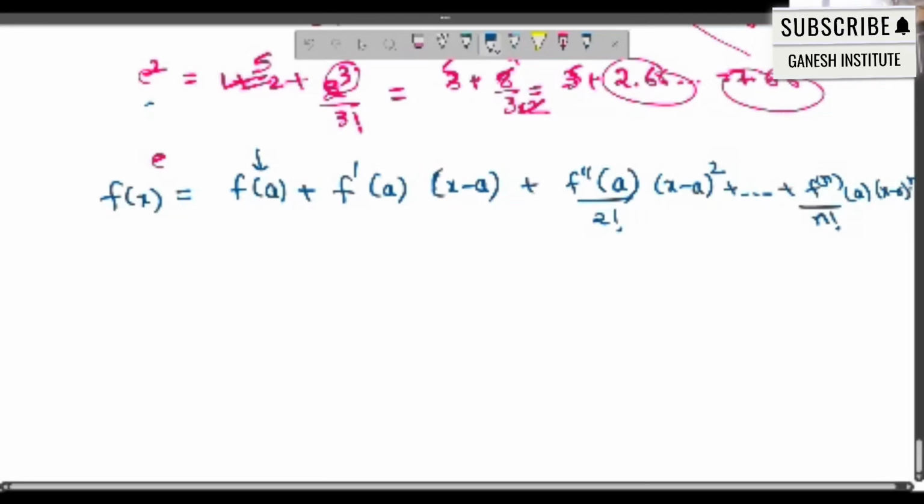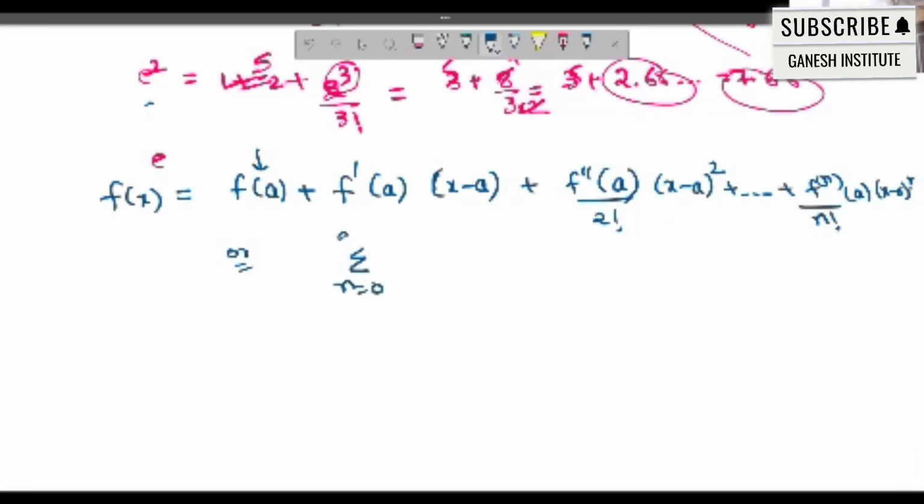So we can write it in general form as: the nth order derivative of f at a, divided by n factorial, times (x minus a) raised to n, right? Now see how we got this.